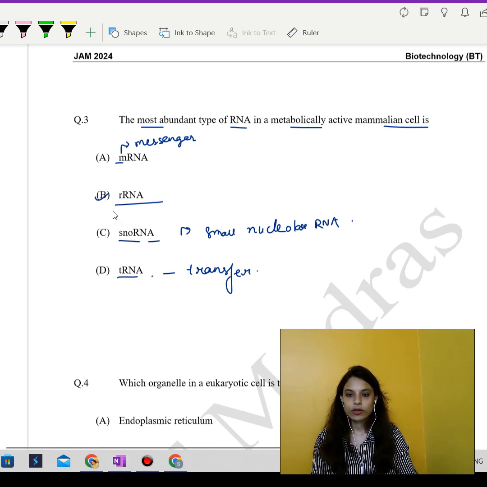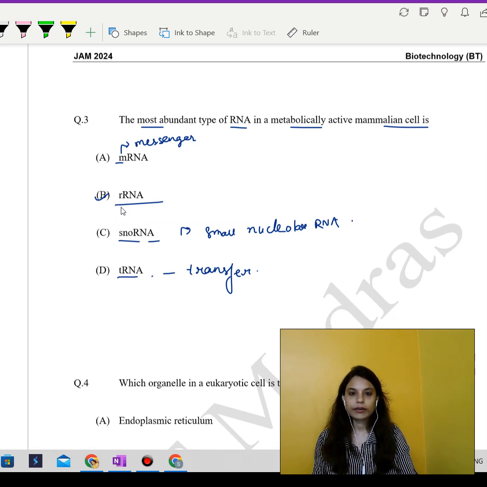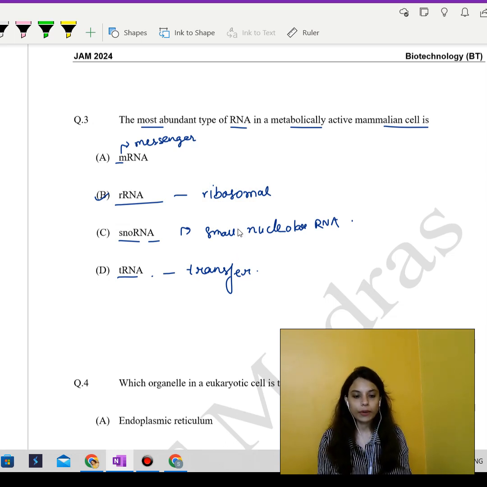Our last option that needs to be discussed is rRNA. That's our correct option, what we call the ribosomal RNA. Ribosomal RNA is the type of RNA which forms the main structural component of the ribosomes, the organelles responsible for protein synthesis.